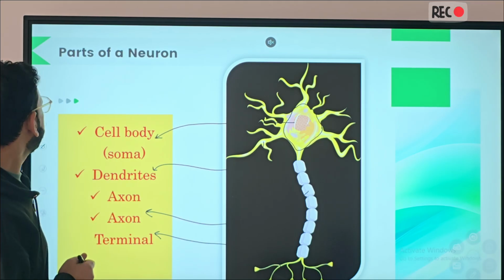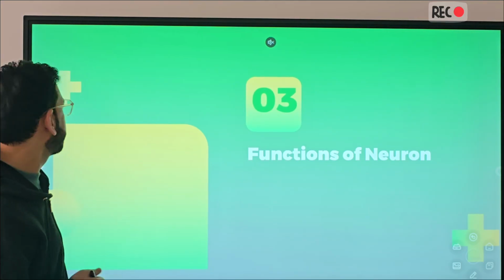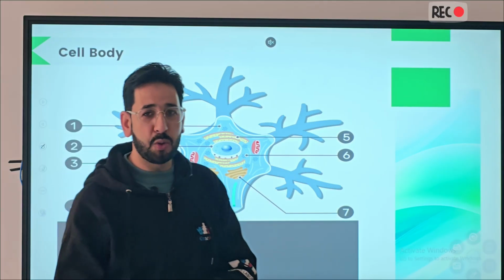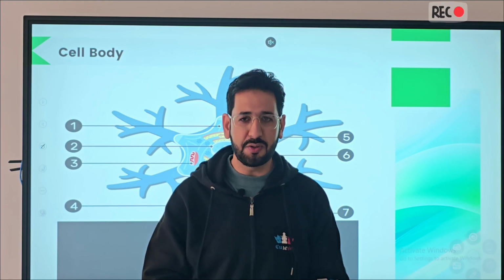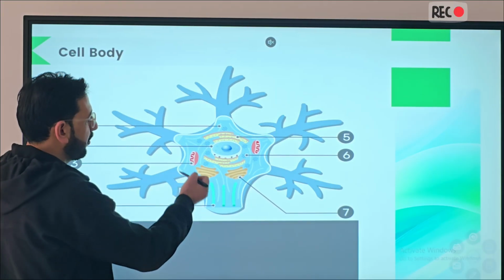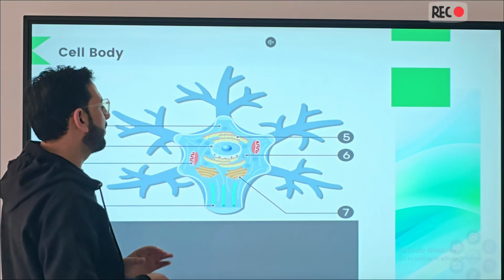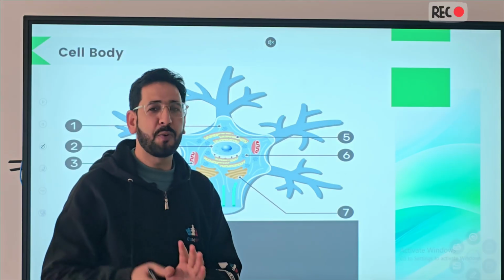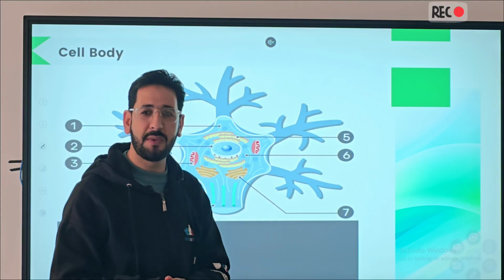Now let's talk about all these things one by one, and we will mainly focus on the functions of all these parts. Now, the first is the cell body. Cell body, as I've already told you, is very, very important because it is the control center of the neuron. It contains the control center of the neuron, and that is the nucleus. Here is the cell body, and it contains the nucleus, and this is the euchromatic nucleus. Euchromatic nucleus means it is active in the process of transcription. There is active transcription going on inside because it is involved in the formation of many proteins.